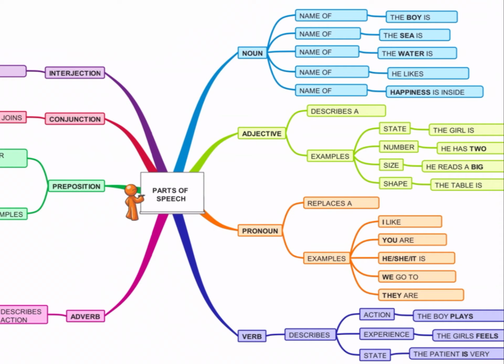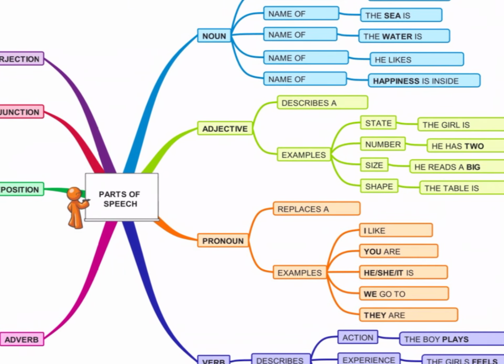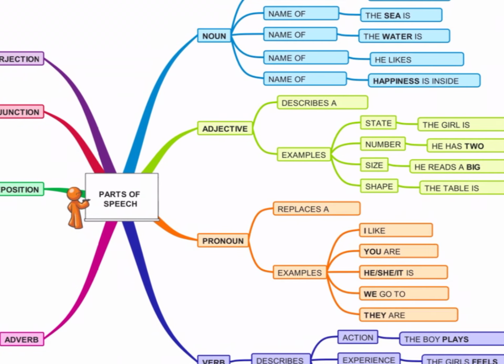So, the indefinite pronouns are many, few, all, everyone, nobody, anybody, etc. So again, we said the adjective describes the state, a manner, a number, size, or shape. You can look at the examples here. The girl is hot. It's describing the state she's in. She's feeling hot, so that's describing how she's feeling.